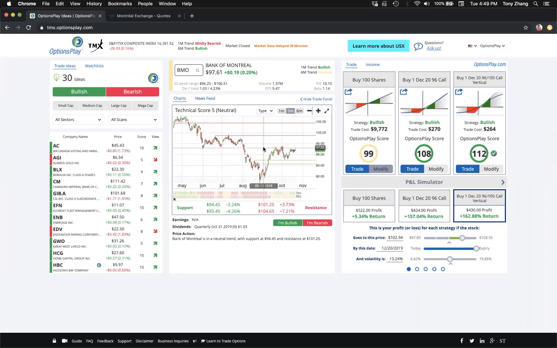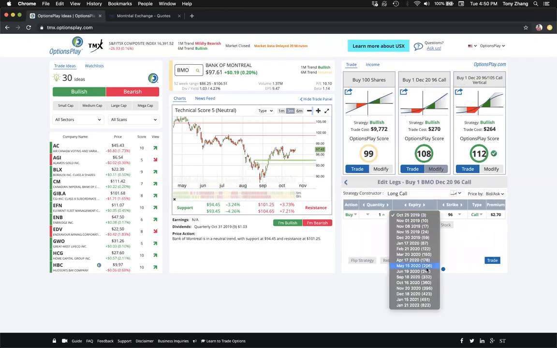So let's say you're bullish on Bank of Montreal. Buying 100 shares of that stock will cost you $9,700. What I'm going to do is modify this call option, which is defaulting to a short-dated option for those of you that are more speculative in nature. I'm going to change this to a September 2020, or maybe an October 2020, almost exactly one year out.